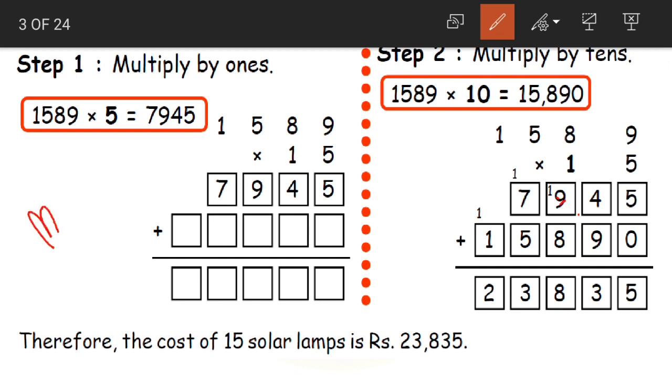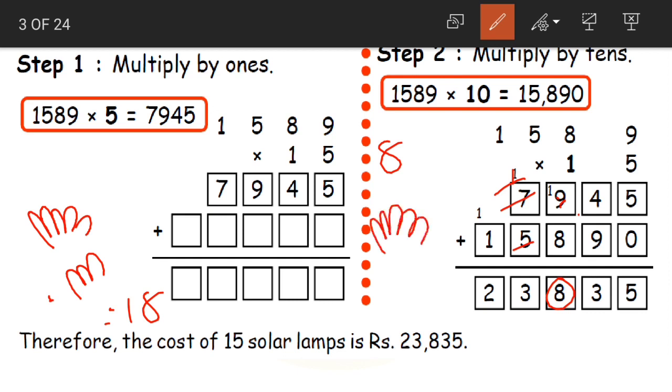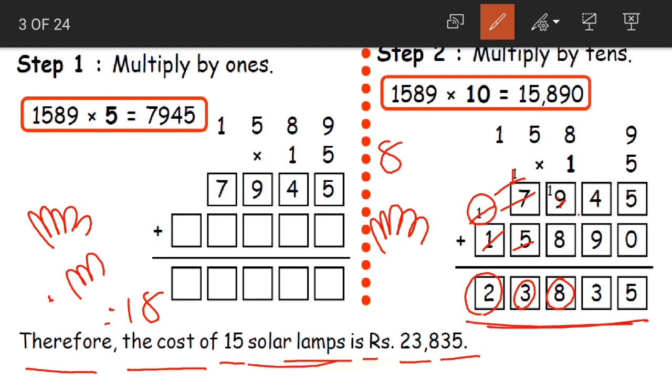After 10 you have 11, 12, 13, 14, 15, 16, 17, 18. Now 10 plus 8 is 18. So 8 here, 1 carried. 1 plus 7, 8. 8 plus 5 is 13. 3 here, 1 carried. Now lastly 1 plus 1, 2. Understood children? So what is the final answer here? Therefore, the cost of 15 solar lamps is 23,835 rupees.